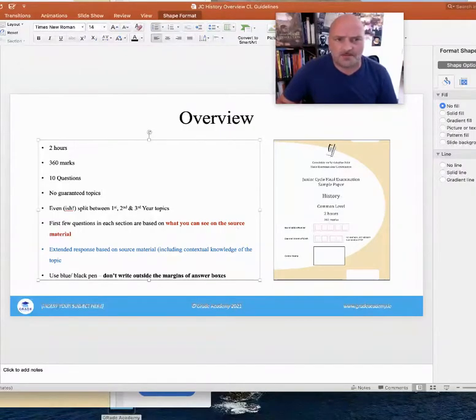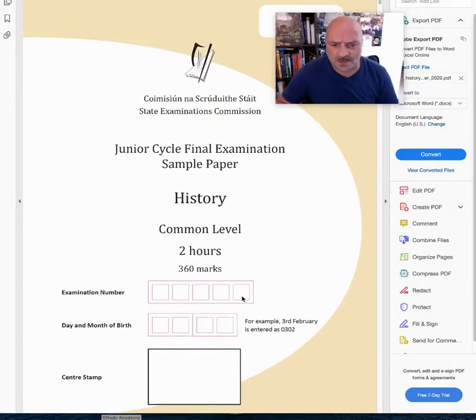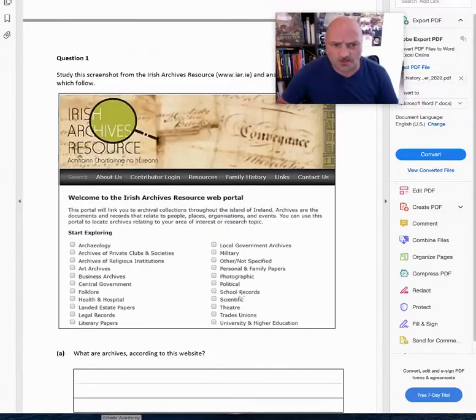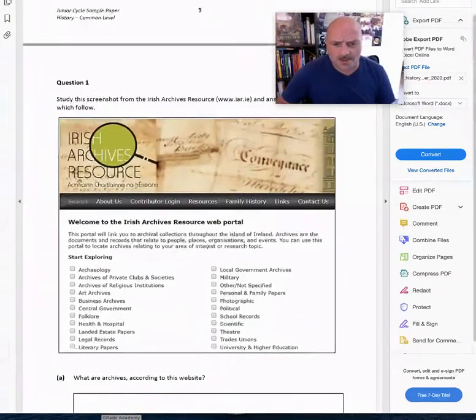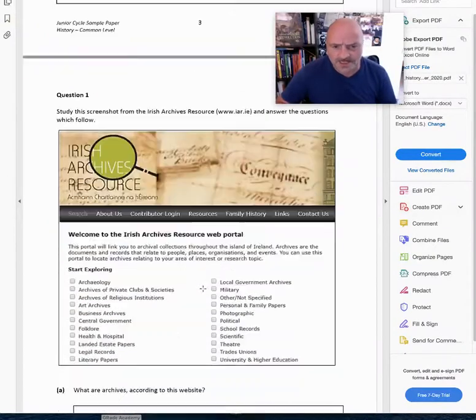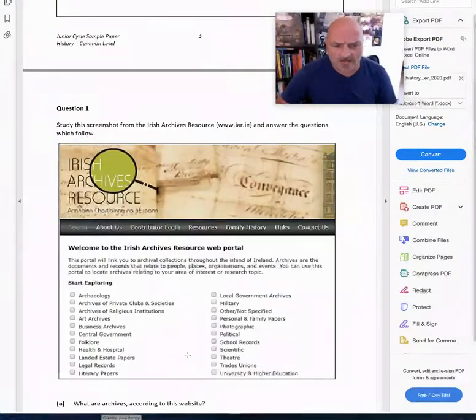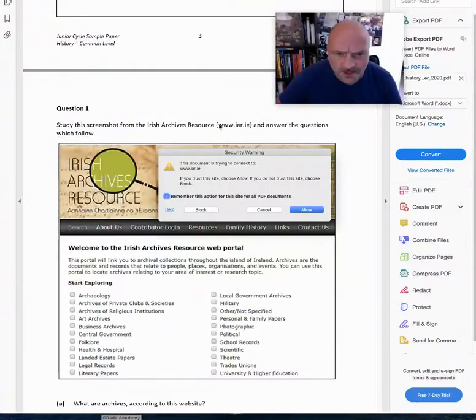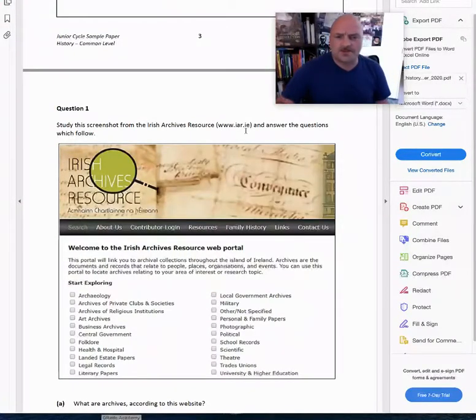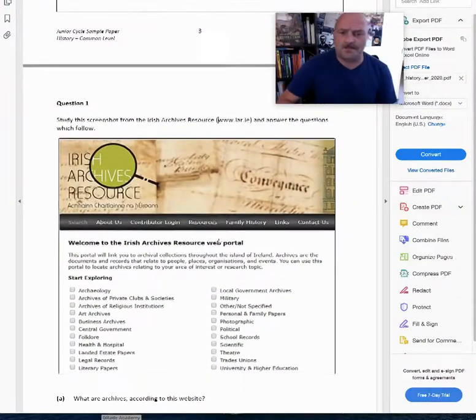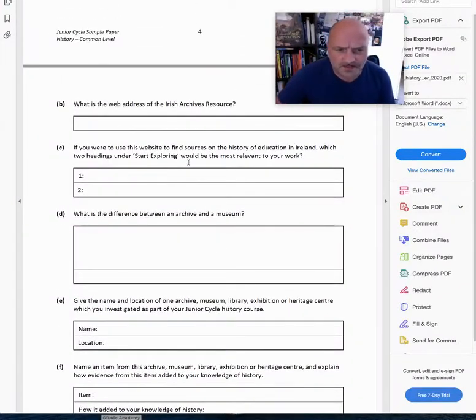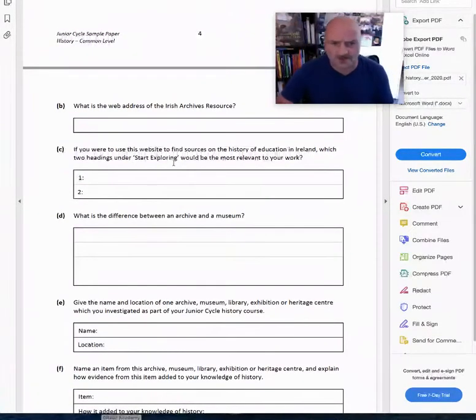So the first few questions in each section are based on what you can see on the source material. Now I'm going to give you an example of that, and we go to this sample paper. If we go down to question 1, it says, what are archives according to this website? So the answer is in the source material. What is the web address of the Irish Archives resource? And the web address is here, www.iar.ie. And the third question then: if you were to use this website to find sources on the history of education in Ireland, which 2 headings under Start Exploring would be the most relevant to your work?